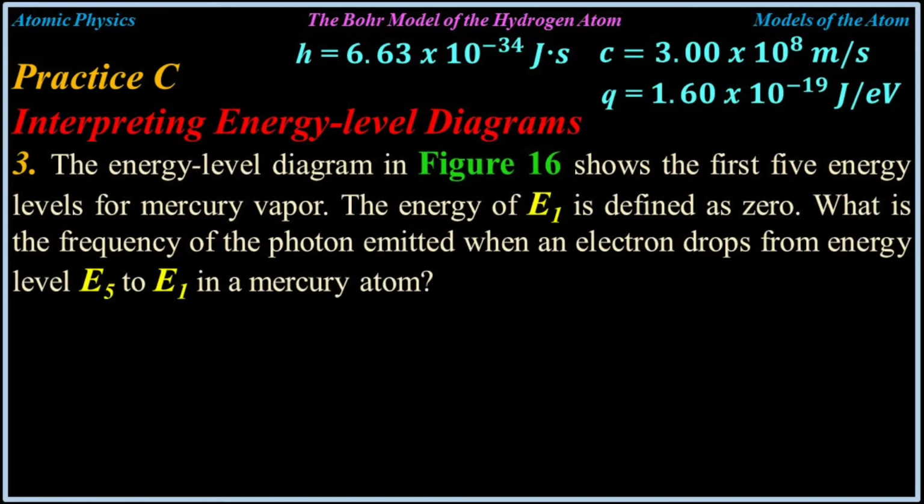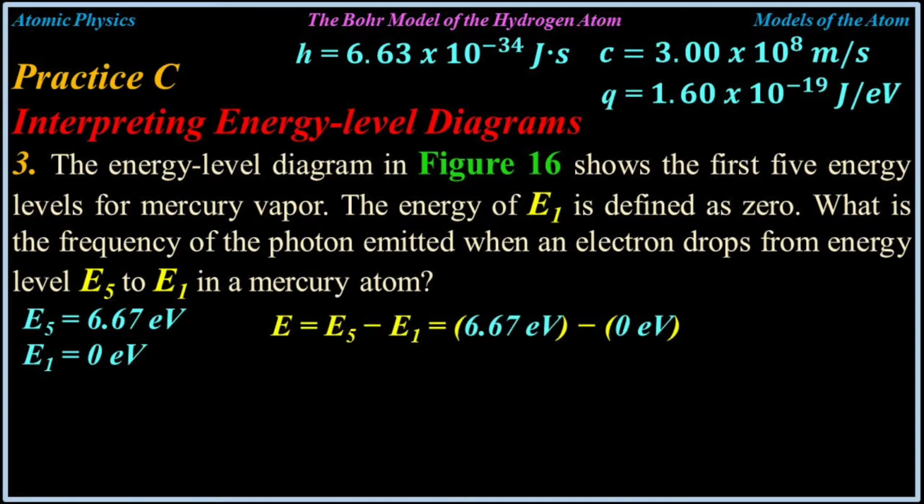The energy level diagram in figure 16 shows the first 5 energy levels for mercury vapor. The energy of E1 is defined as 0. What is the frequency of the photon emitted when an electron drops from energy level 5 to 1 in a mercury atom? Now I have it on 2 seconds, and it'll be done in a moment.